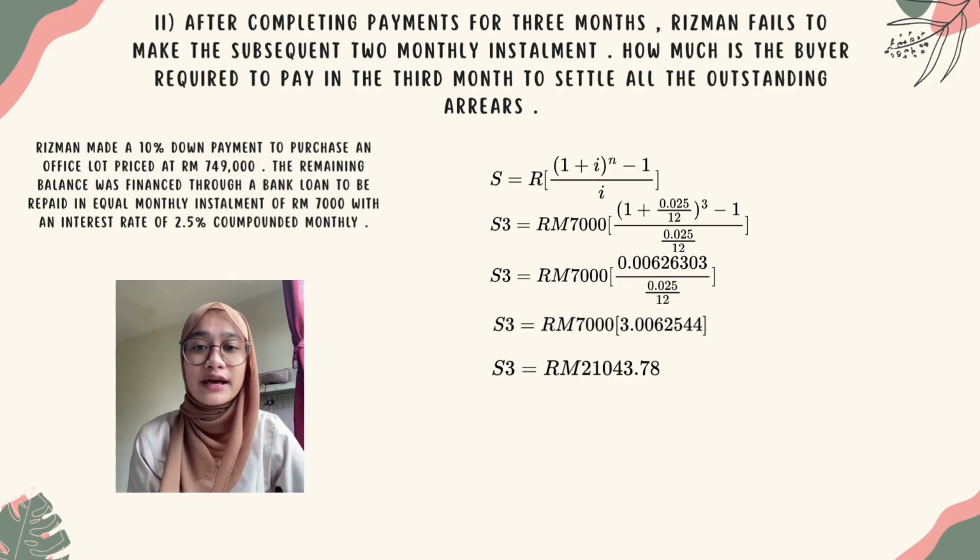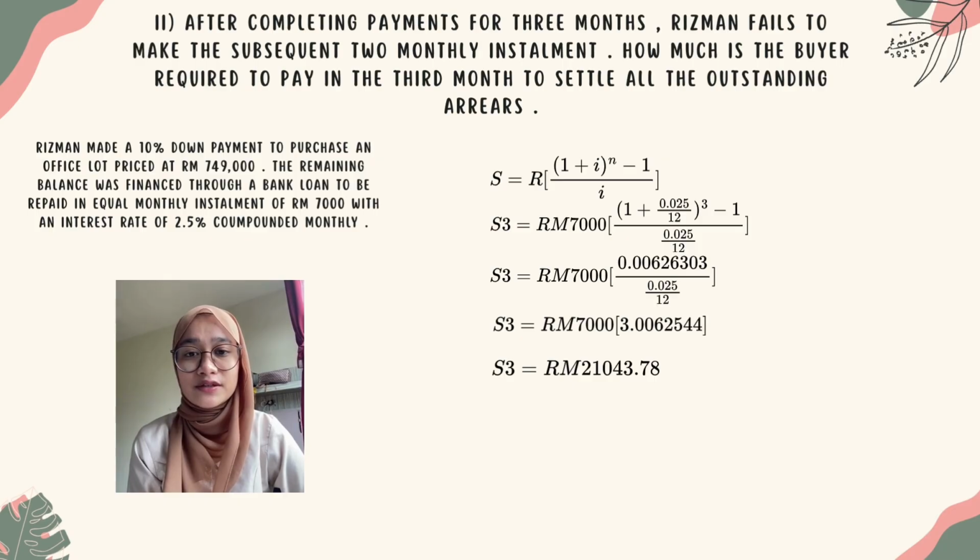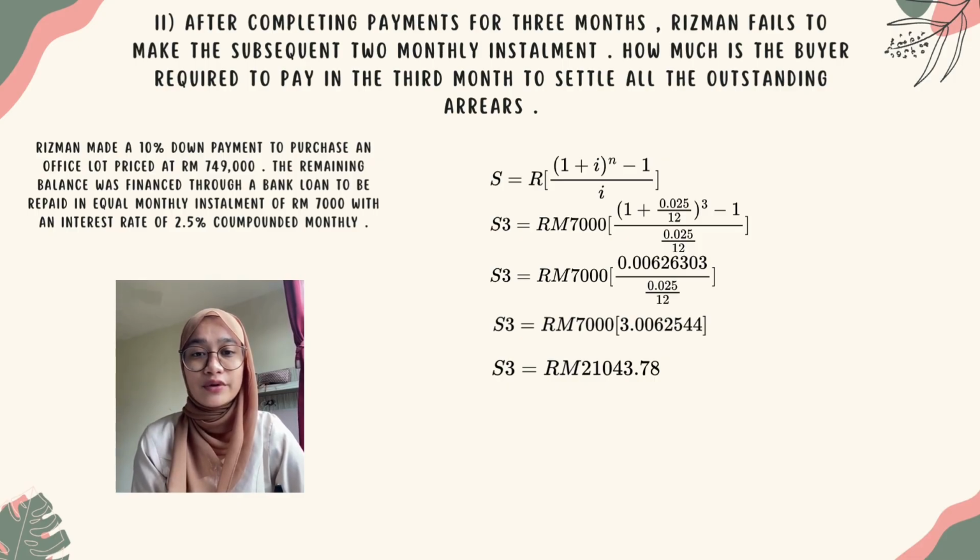Number 2, use formula S equal to R in the bracket 1 plus I close the bracket power of n minus 1 divided by I. The n is 3 because this month failed to subsequent 2 months, so at the third month, we have to search how much he should pay. So, S3 equal to 7,000 in the bracket 1 plus 0.025 over 12 power of 3 minus 1 and divide by 0.025 over 12. We settle in the bracket first, so we get S3 equal to 7,000 in the bracket 0.006263303 divided by 0.025 over 12.